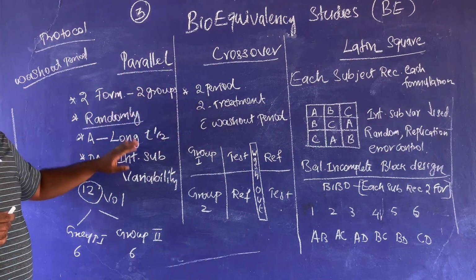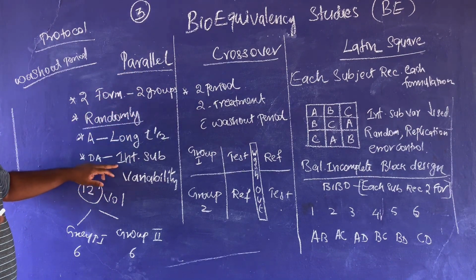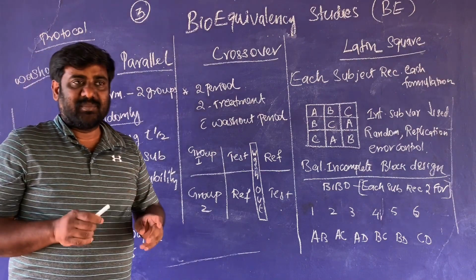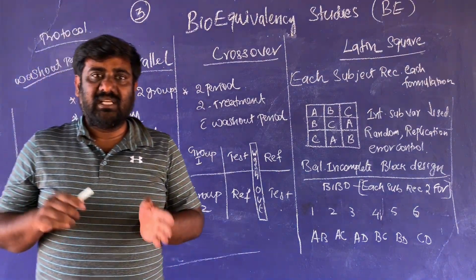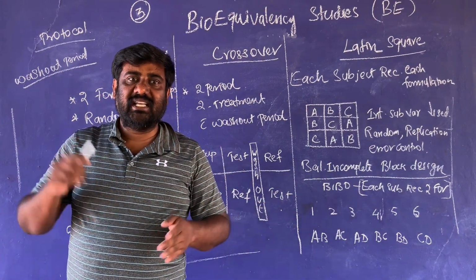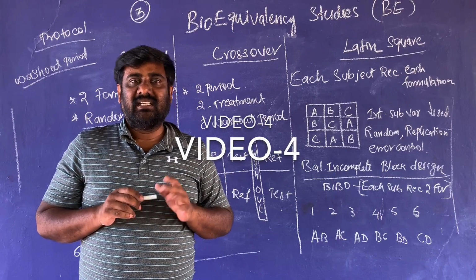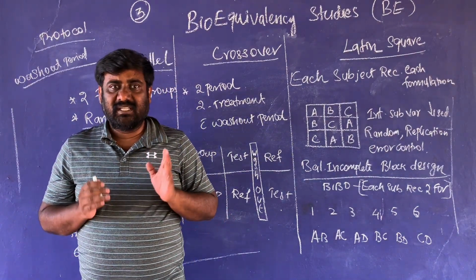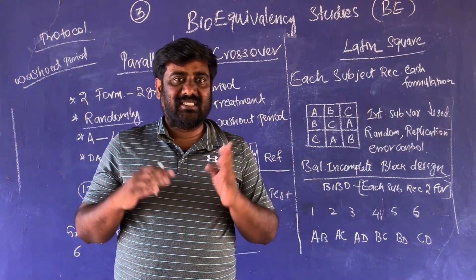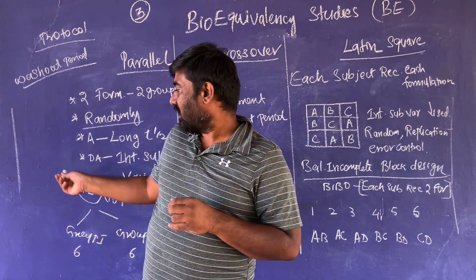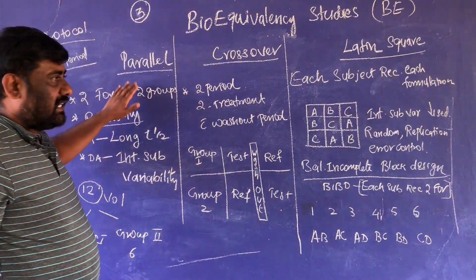The advantage of the parallel design method is that long half-life drugs are studied by parallel design. The main disadvantage of parallel design is there is a huge chance of inter-subject variability. That means volunteer 1 will give some plasma concentration, and volunteers 2, 3 and so on in the group will differ, so inter-subject variability occurs. Sometimes this inter-subject variability is very huge. It dominates the formulation variability. So this is one of the main disadvantages in parallel design.